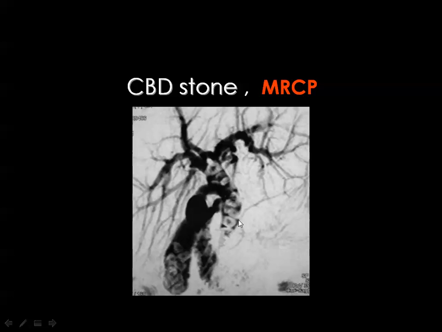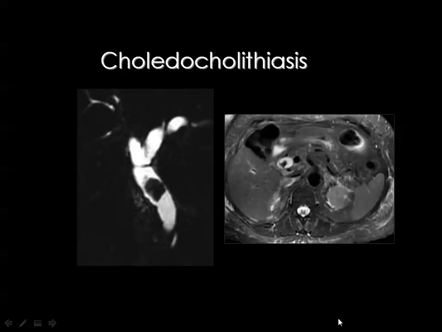the intrahepatic biliary radicals. Here you can see multiple calculi in the common bile duct and also calculi in the gallbladder. And this is MRCP showing a big stone in the middle part of the common bile duct, and you see this is the common bile duct in T2 weighted image, and this is the low signal stone inside.